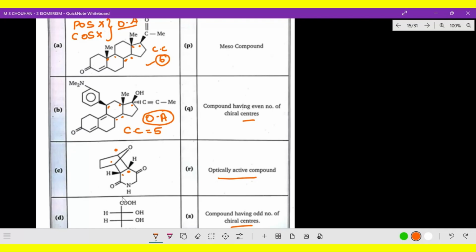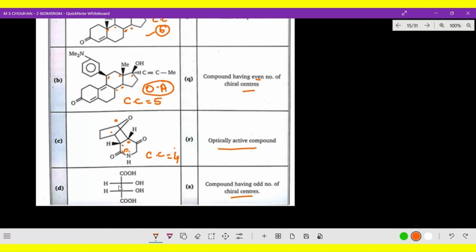And the next one, actually this point is a double bond, right? Resonance takes place, so it will not be a chiral center. So how many chiral carbons are there? Chiral carbons are 4 only. So 1, 2, 3, 4. That means the answer will be compounds having an even number of chiral centers. So this is 4. And the last one, it is very easy.